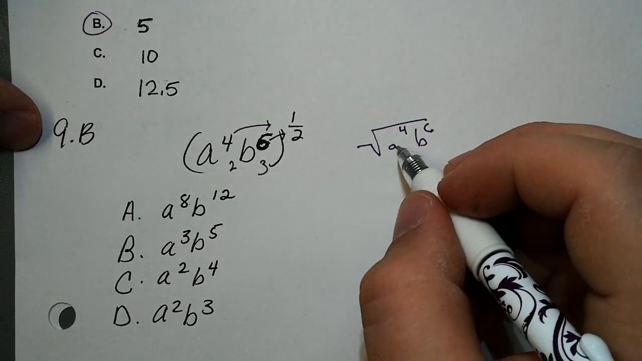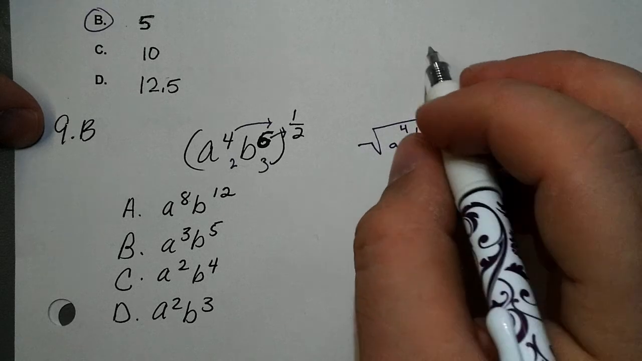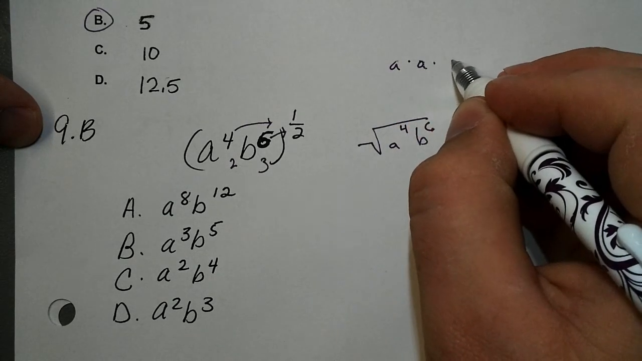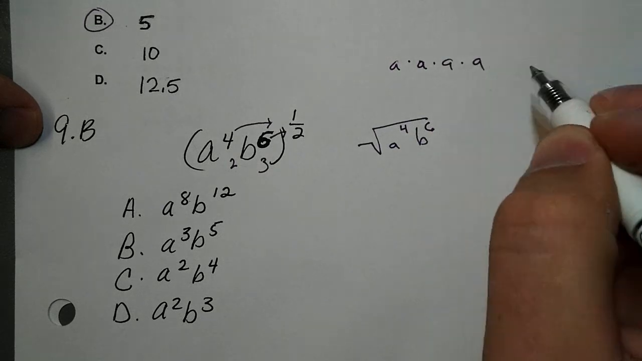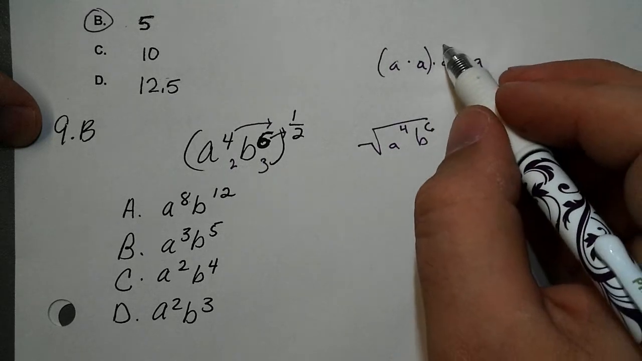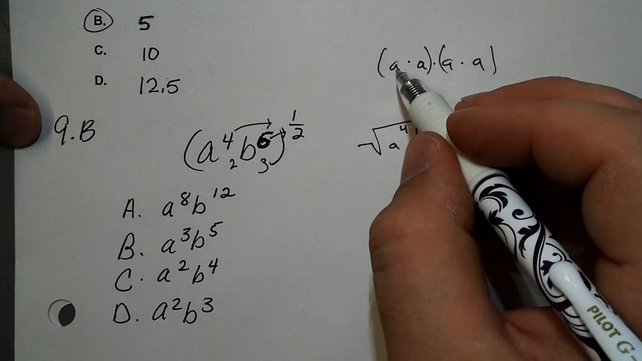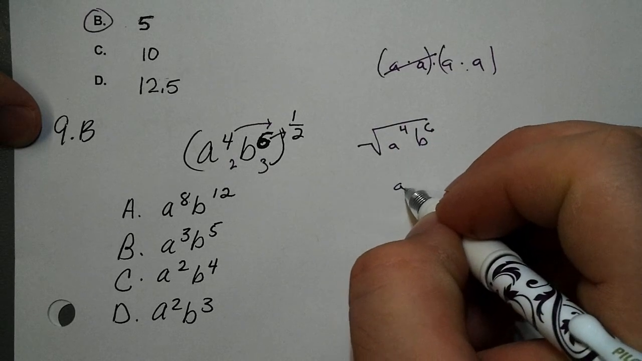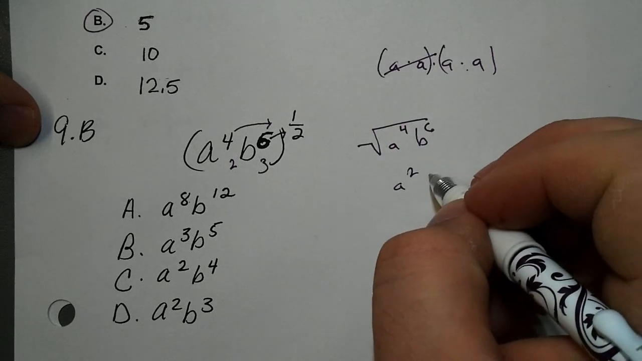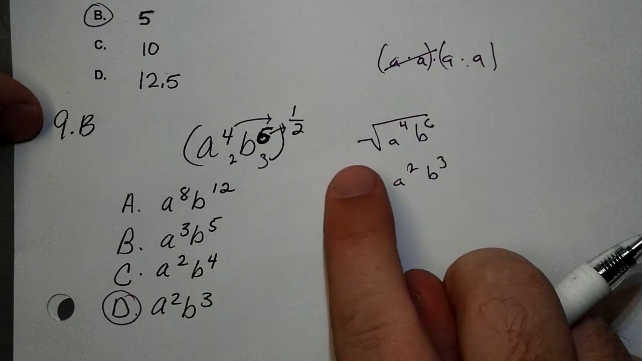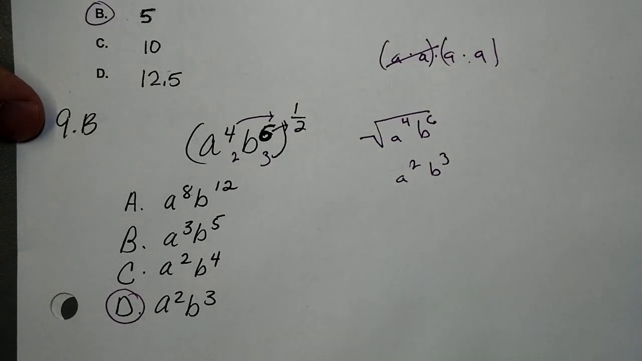Now, when we take the square root, what this literally means is a times a times a times a. Well, if we put two of those together, that would be a perfect square. Those two are a perfect square. So if we want square root of a to the 4th, these two cancel, and this is what's left over. Same thing with the b. We end up getting 3 b's left over, so it is answer D. I know we hadn't done one like that with the variables, but I hope this helps.